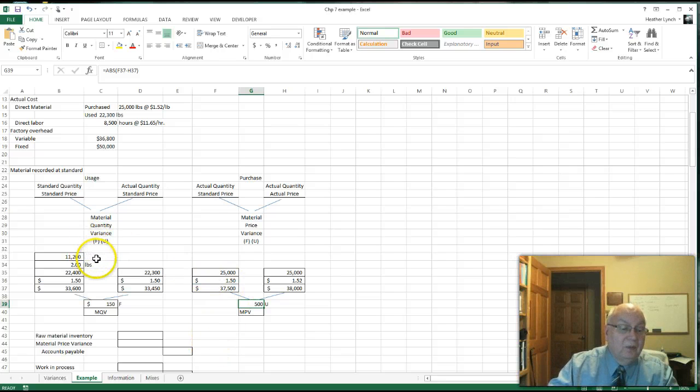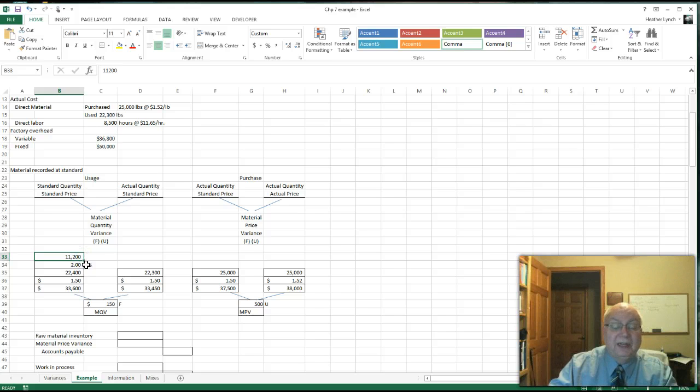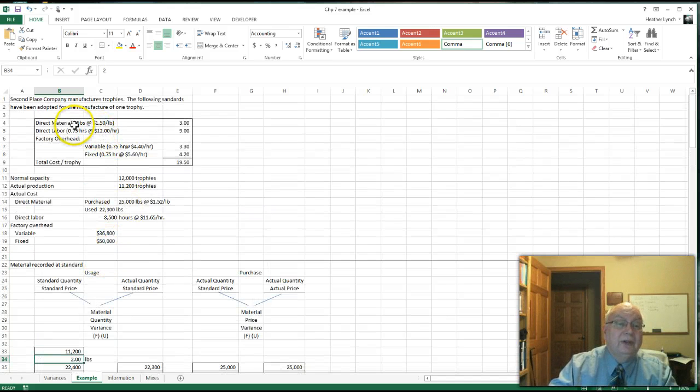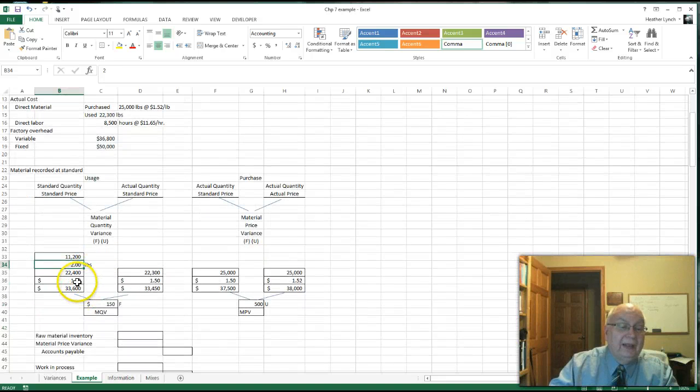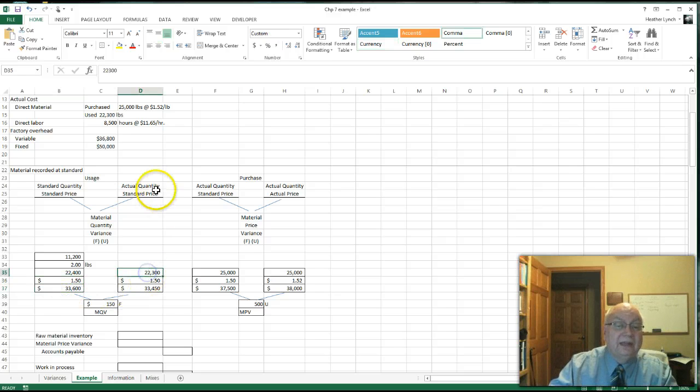So again, what we'll do on this is we take the 11,200, which was the actual quantity that we produced, times the 2 pounds. That was our standard up here. That was our standard per unit, 2 pounds. And then we take that answer times $1.50, which is our standard price, to get 33,600. Then in this one, we take the actual quantity used. This is the usage times $1.50, and the difference is $150.